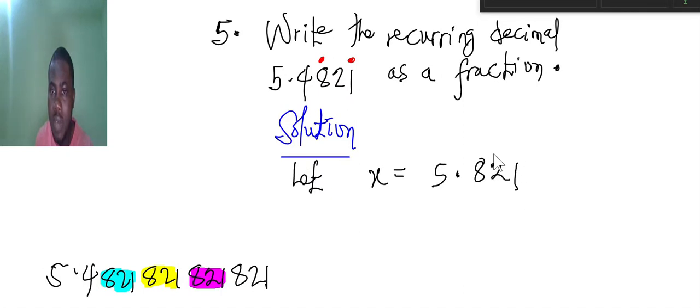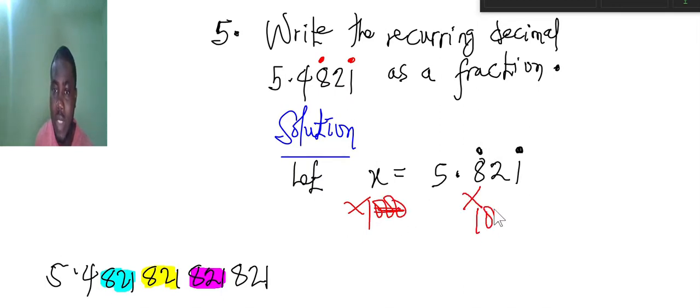5.4821 recurring. Now, what do you think will be the number that will be used to multiply both sides? The number that will be used to multiply both sides is dependent on the number of recurring digits. So obviously, there are 3 recurring digits here, as we have seen. So we'll need to multiply both sides by 1000. So we're going to multiply here with 1000 because of 3 recurring digits, also this side with 1000 because of the 3 recurring digits.